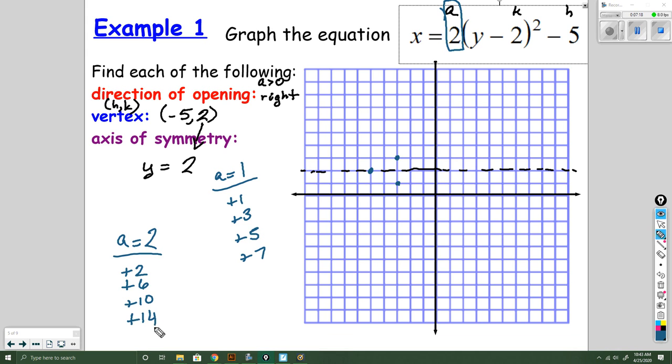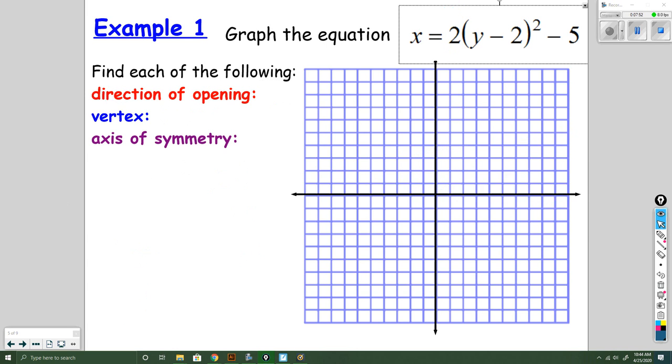Not that we need to continue all the way up to 14. So we did our +2, now our +6. That's right there on both sides, and then obviously we're not going to be able to reach +10. All right, so that's good enough to make our parabola. I'll do the best that I can in terms of the graph. I'm not very good at graphing functions typically, but I try. All right, let's move on to example 2.